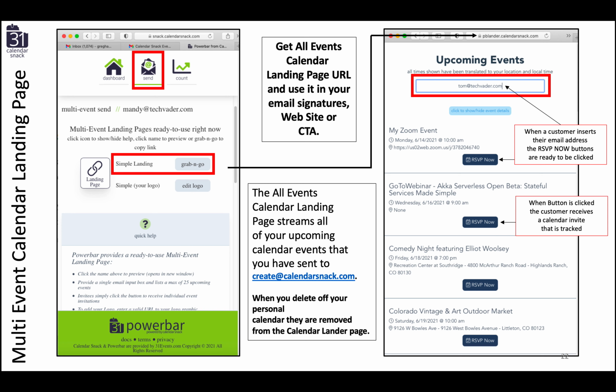When someone clicks the RSVP now buttons, they are sent the calendar invitations. They need to first put in their email address at the top, and that kind of preloads the snare, if you will, into these buttons becoming available, and for someone to selectively go in here and pick out which events they want to go to.